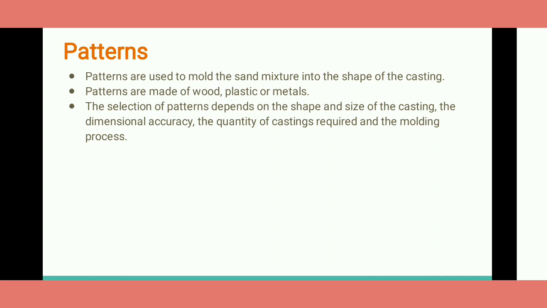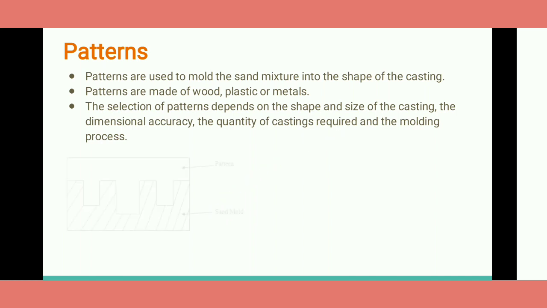But most casting occurs at atmospheric temperature, so patterns of wood and plastic are efficient. If the shape is very simple then we can make these patterns in carpentry shops from wood, and if the shape is complex, then nowadays we are using 3D printing models as a pattern. The selection of these patterns depends on the shape and size of the casting, what dimensional accuracy is required, how much quantity we are producing, and which molding process or casting process we are using.